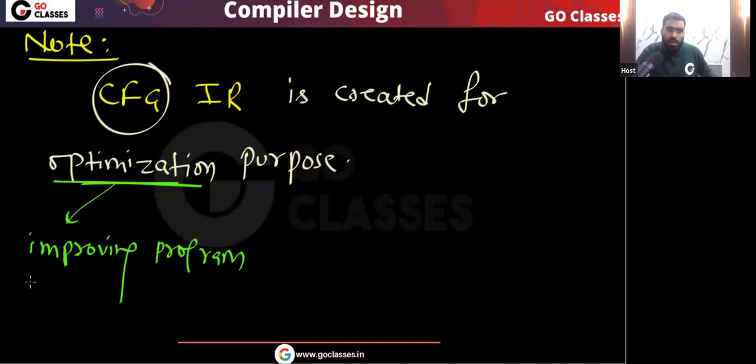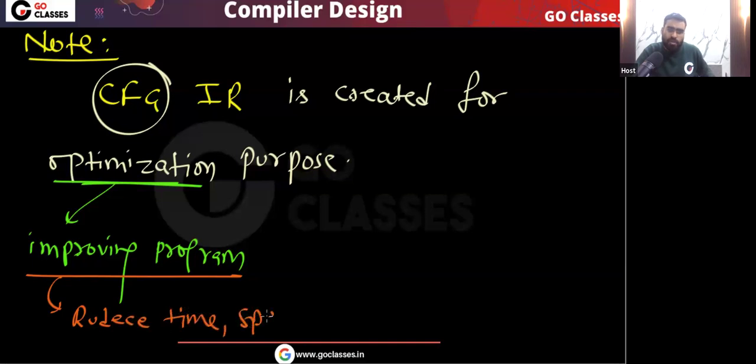We want to improve the time complexity. We want to reduce the space. Yes or no? Improving the program. For example, we want to reduce time, we want to reduce space. So this is your optimization. So remember, this control flow graph is actually useful for optimization.